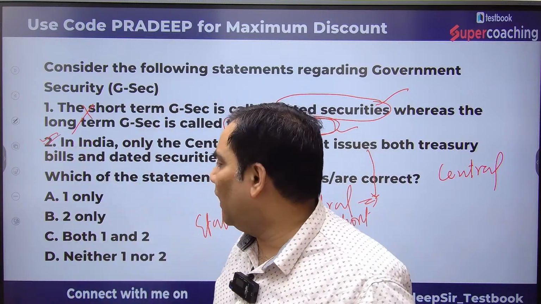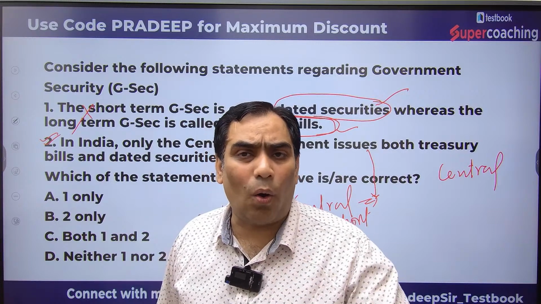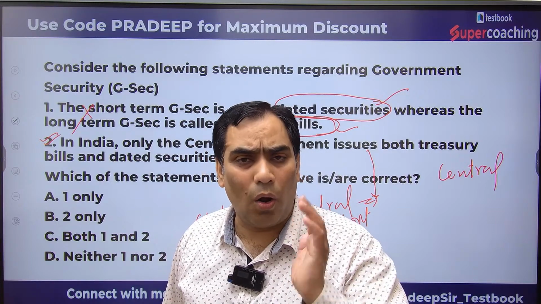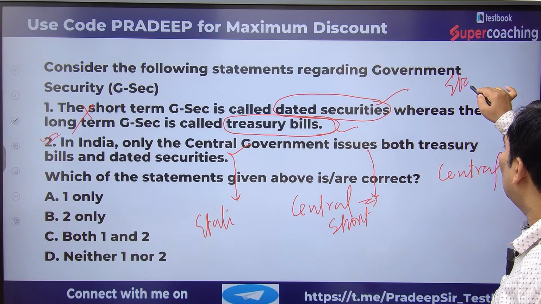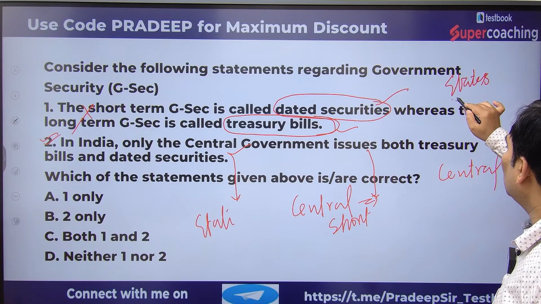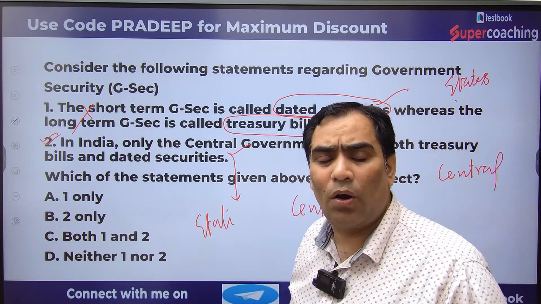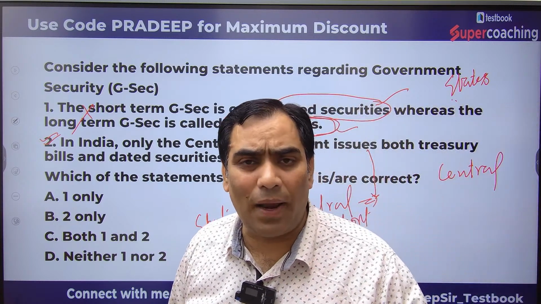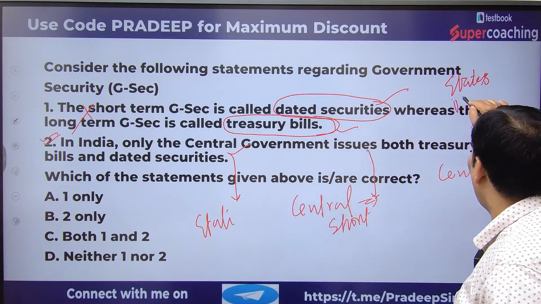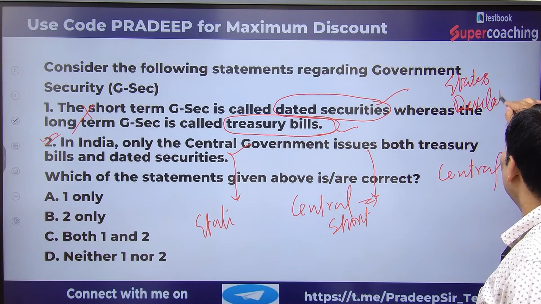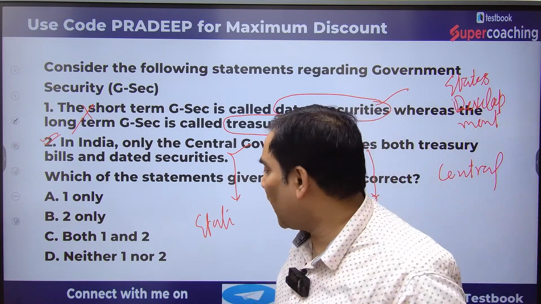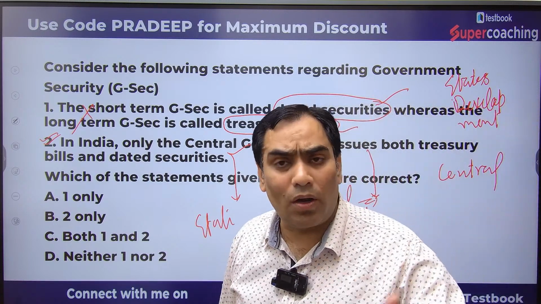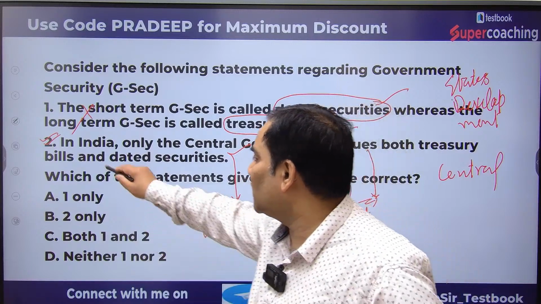In case of India, the state government can only issue long term security, that is known as state development loans. The long term securities of state governments are known as state development loans. So the state government cannot issue the short term security. So that's why the second statement is correct.